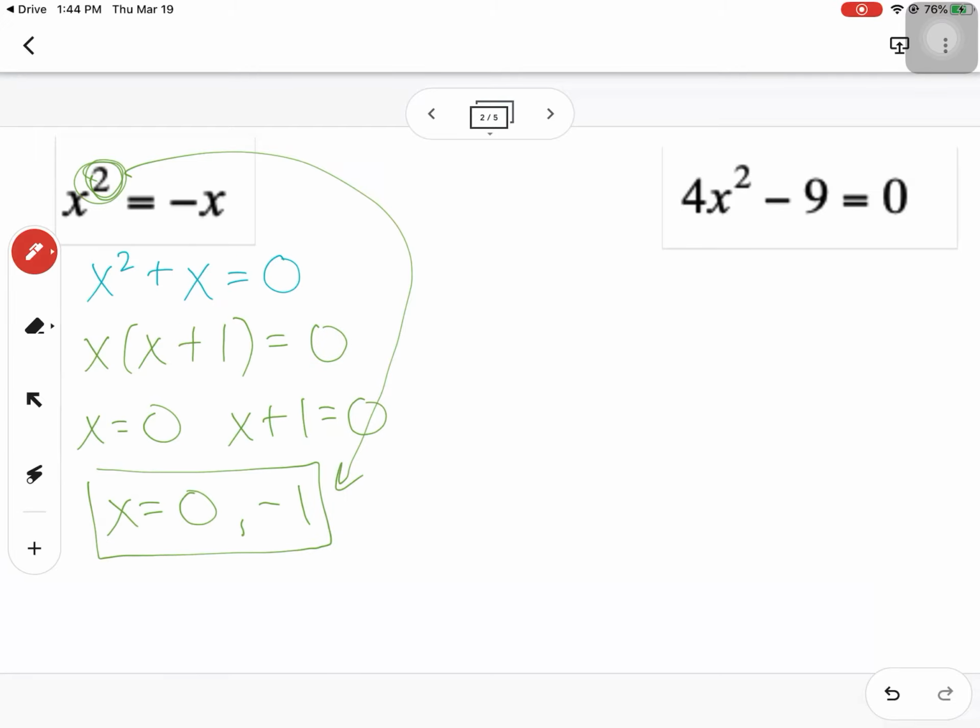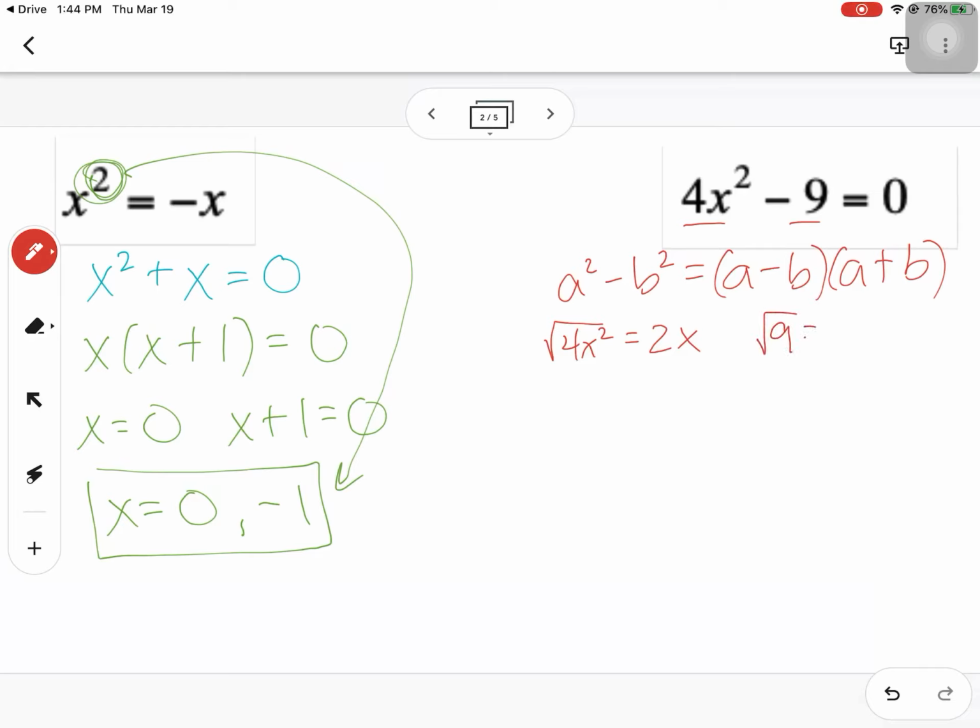On this second one, again, it's already set equal to 0, so I'm going to try to factor it. There is not a GCF here, but these are both perfect squares, and so this is that difference of squares pattern that we have talked about quite a bit throughout the year. Your a value would be the square root of 4x squared, which is 2x. Your b value would be the square root of 9, which is 3. So when I fill this into my pattern, it's going to be 2x plus 3 and 2x minus 3. Remember that your order does not matter here.